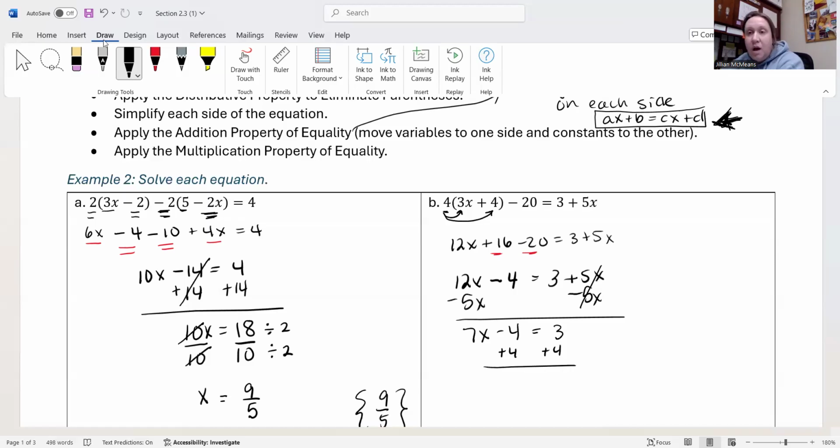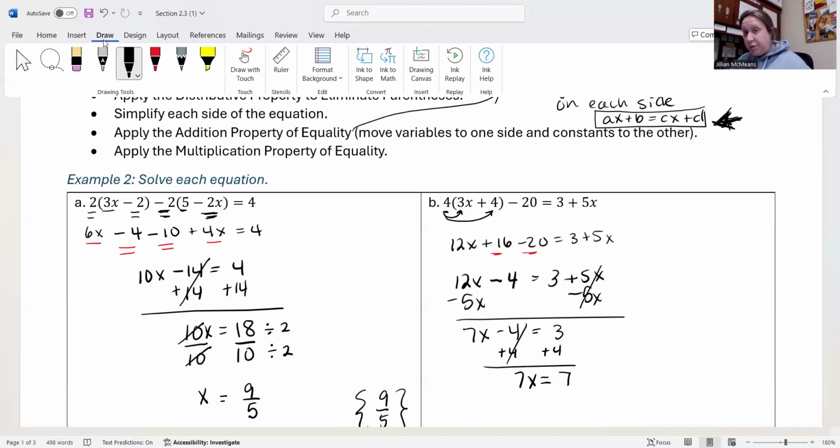Okay? Well, on the left, -4 plus 4 is just 0. 0 plus 7x is 7x. On the right, 3 plus 4 is 7. So we finally got it to that point where we have a single variable term equaling a single constant term. We now apply the multiplication property of equality.